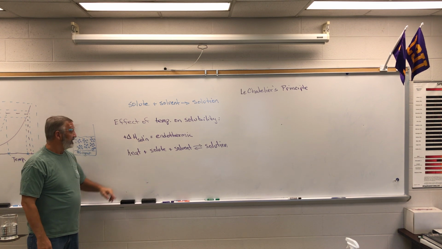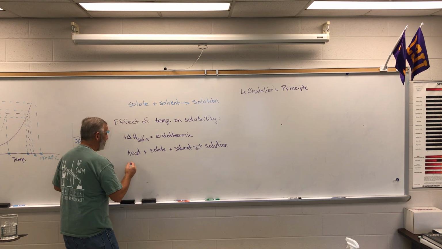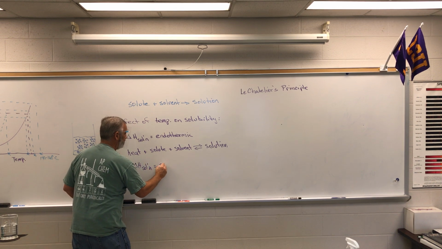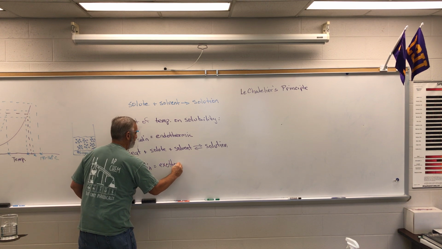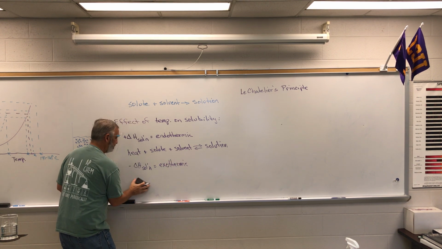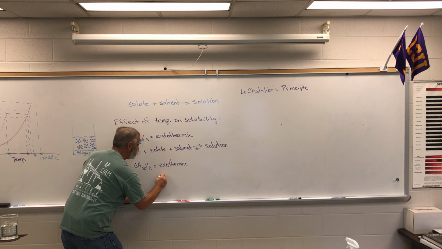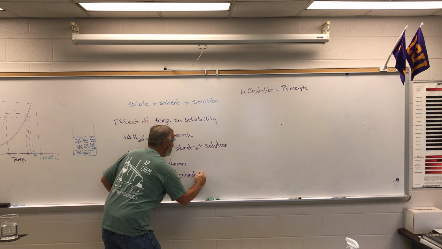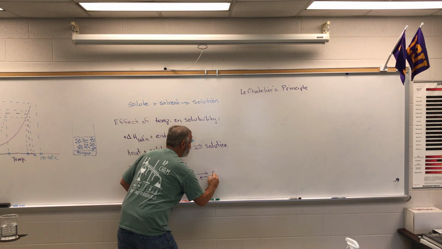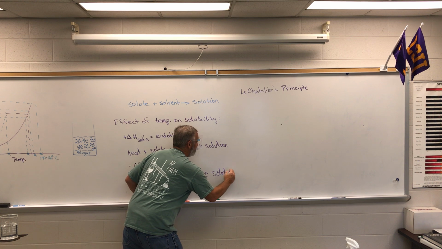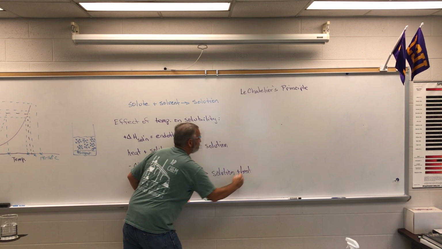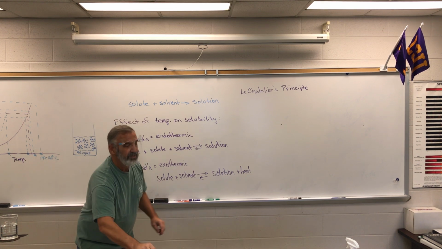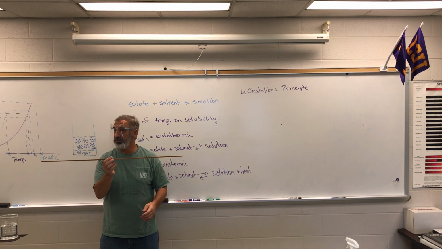Okay? So the reverse of that, a negative delta H of solution, is exothermic. So now it's going to be solute plus solvent, but this time heat's going to be generated like a product. So we're going to get solution plus heat. So now heat's on the other side of the teeter-totter.